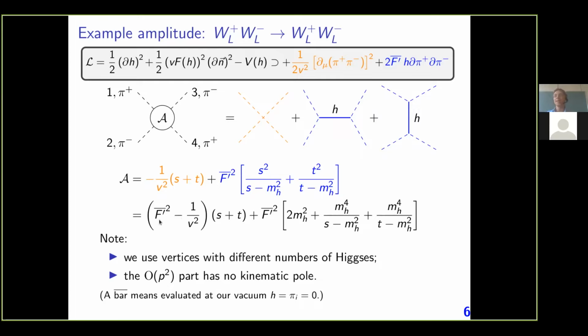Unless F prime, the coupling of Higgs to two Goldstones, is exactly 1 over V, as it is in the standard model, then this amplitude is going to grow and violate unitarity.